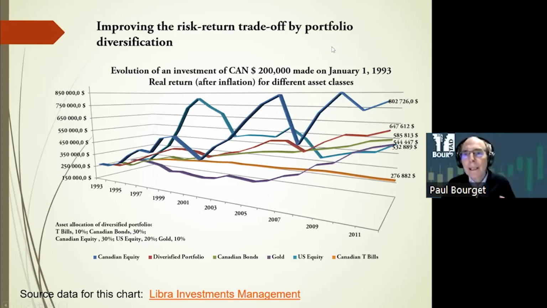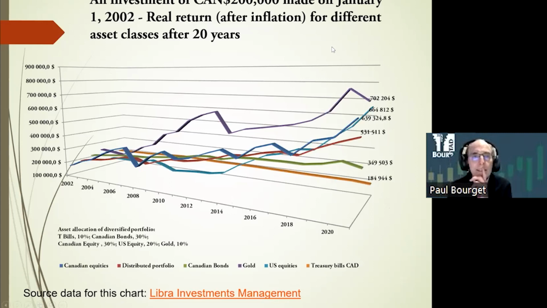Okay, let's look at the next slide. The next slide just shifts the period by 10 years. So we invested on January 1st, 2002 until January 1st, 2022. And then again, we can see that the diversified portfolio was very stable and, well, satisfying because we produce a little over 500,000 Canadian dollars.